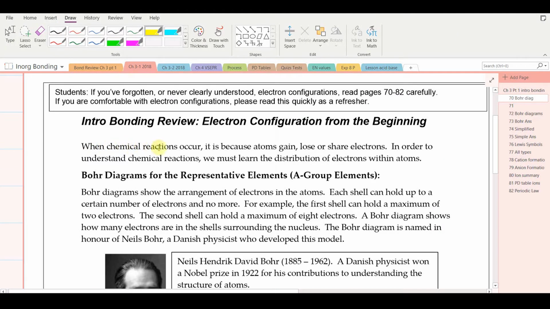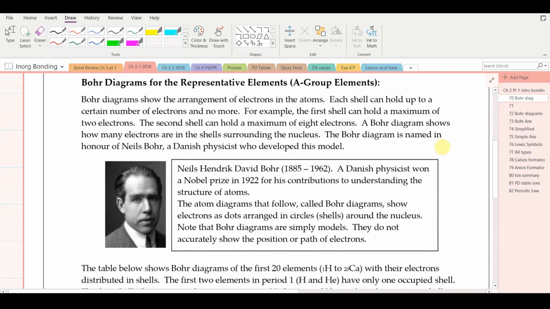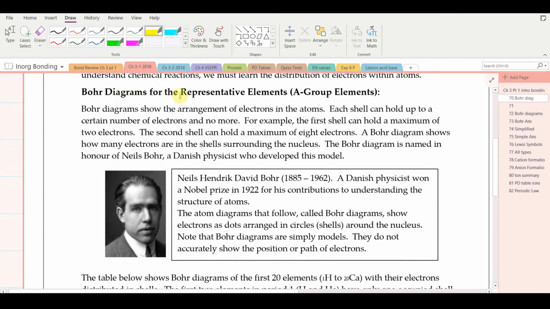When chemical reactions occur, it's because atoms gain, lose, or share electrons. If we're going to understand chemical reactions, we have to learn the distribution of electrons within atoms. You've heard me say that before, right? So these are Bohr diagrams of the representative elements, the A group elements. I'll read a little bit here and then we'll go right to drawing some of these.